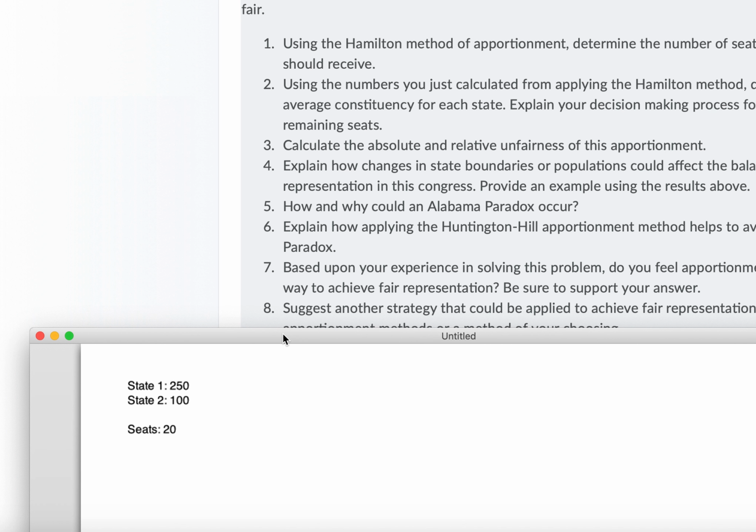If we look at the first question, it says, use the Hamilton method of apportionment to determine the number of seats each state should receive. So the Hamilton method says not everybody should get equal representation. So I can't have 10 and 10. What it does is it asks you to calculate D. And I calculate D by taking my total population and dividing it by the number of seats I have available.